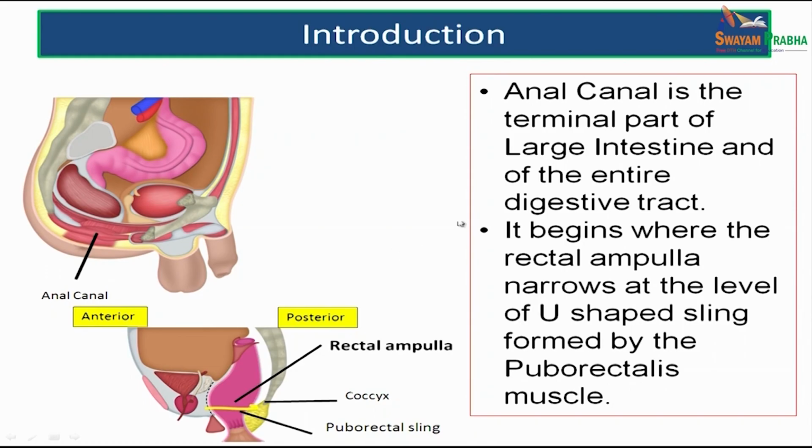So, anal canal is the terminal part of the large intestine. You can see from this picture, this is a sagittal section of male pelvis depicted above and below, large intestine and also the entire digestive tract. So, the anal canal is going to begin where the rectal ampulla is going to narrow down and continue as the anal canal. This is at the level of the U-shaped sling formed by the puborectalis muscle.